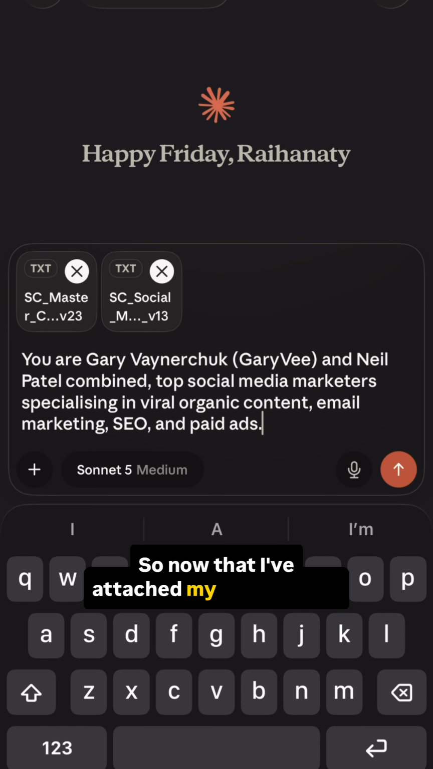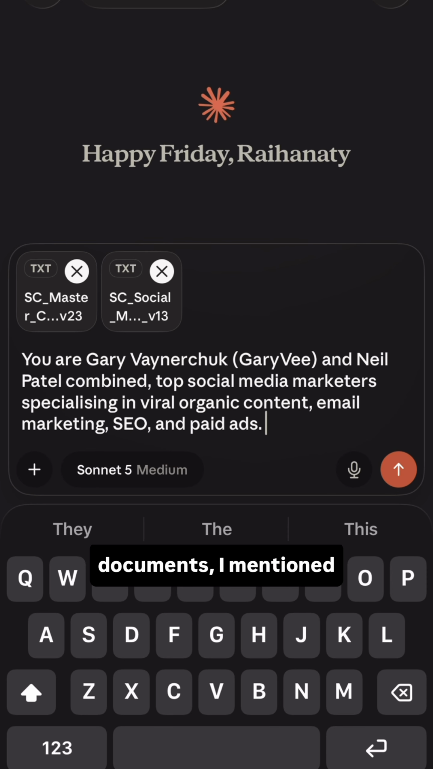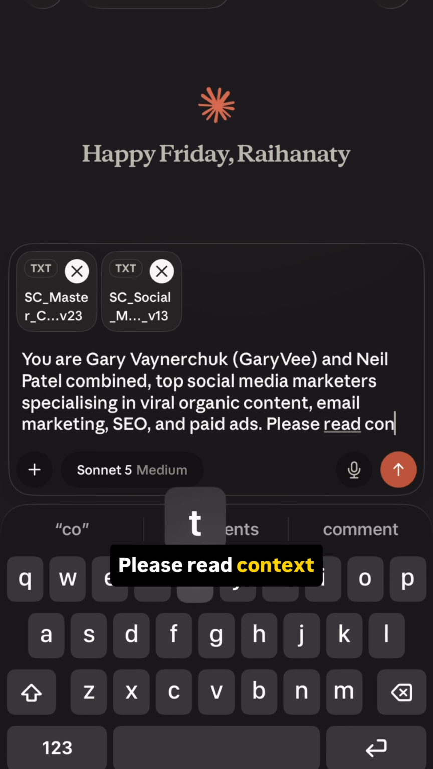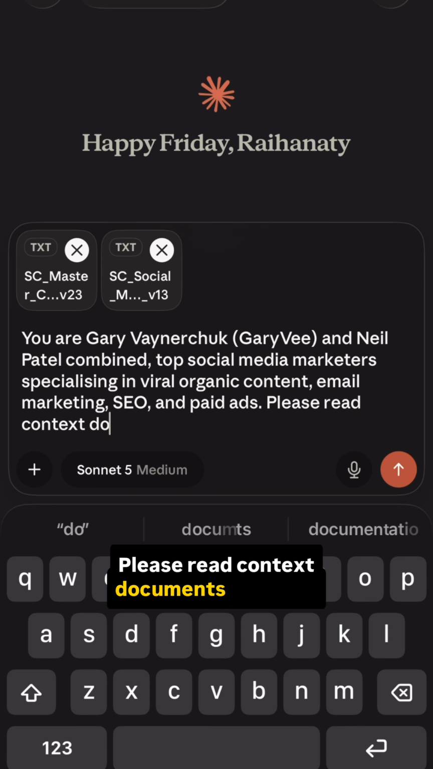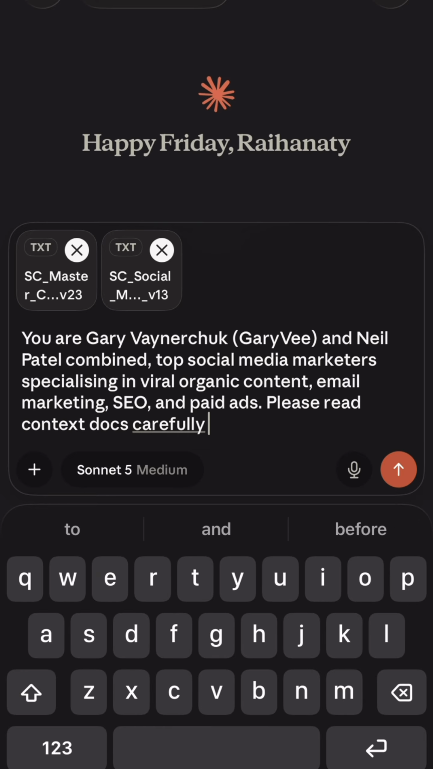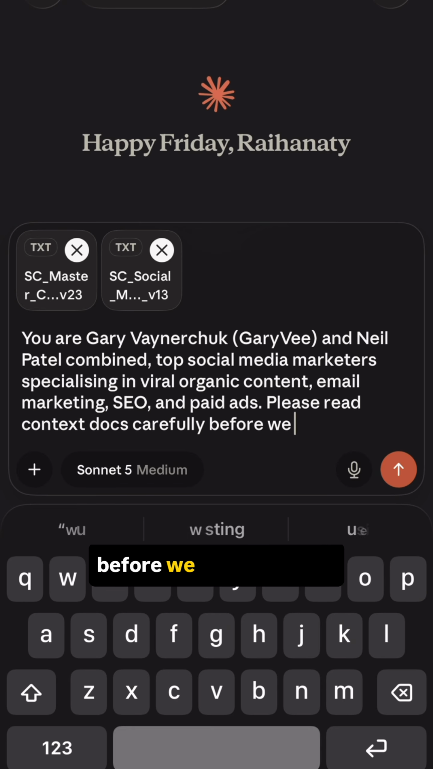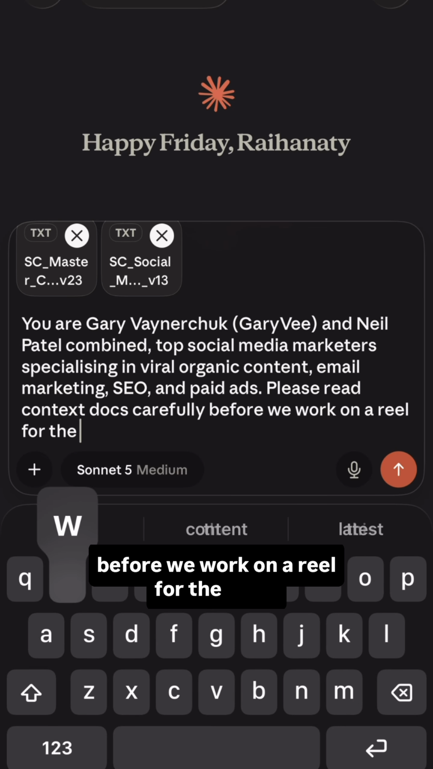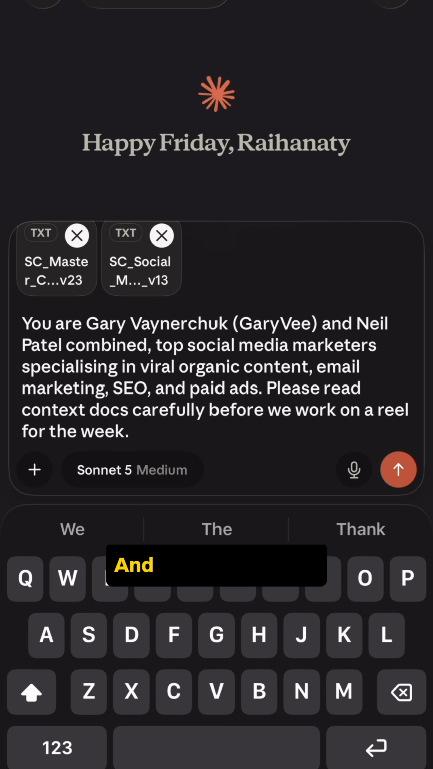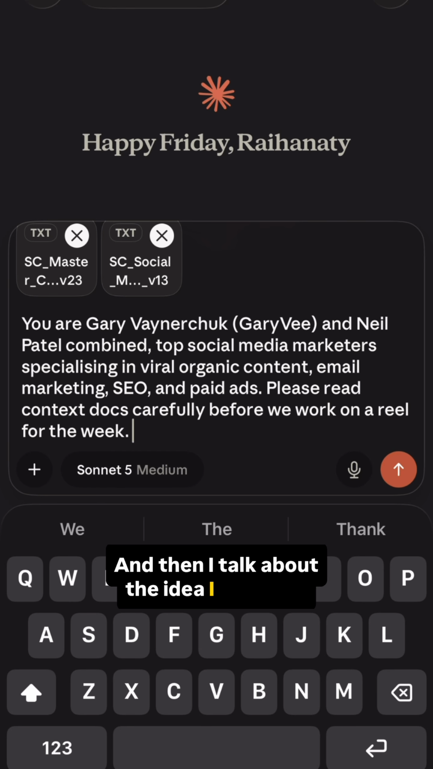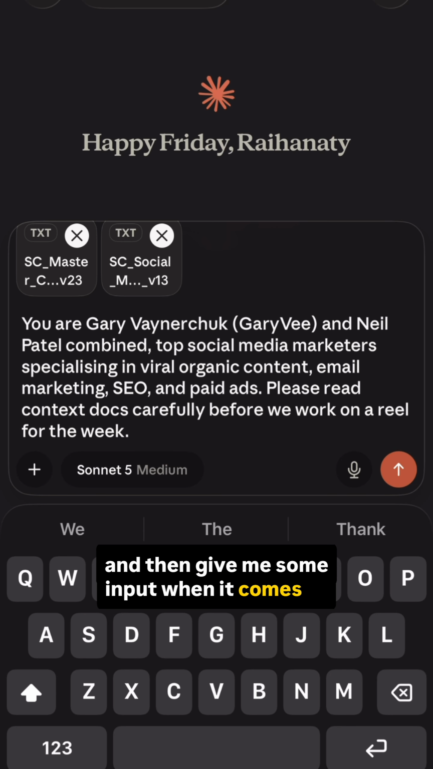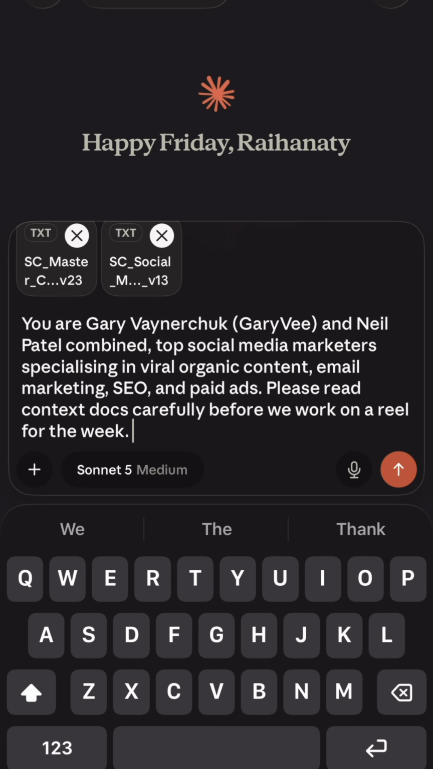Now that I've attached my two context documents, I want that to be read, of course. Please read context documents carefully before we work on a reel for the week. And then I talk about the idea I have, or I can simply get it to review what I have and then give me some input when it comes to what I should actually do.